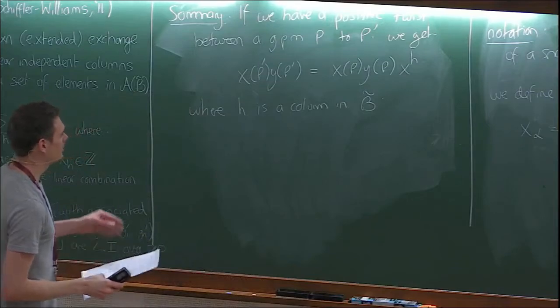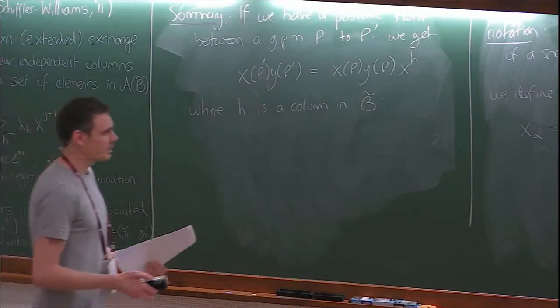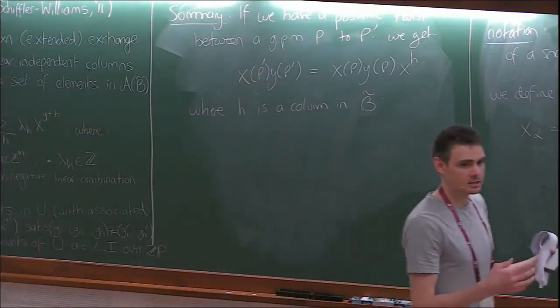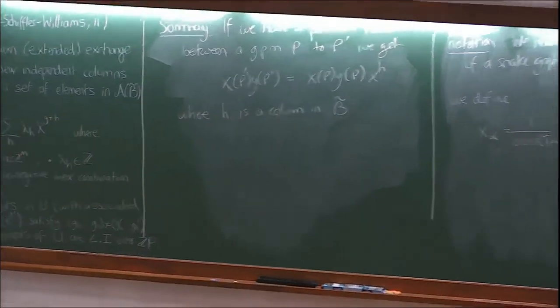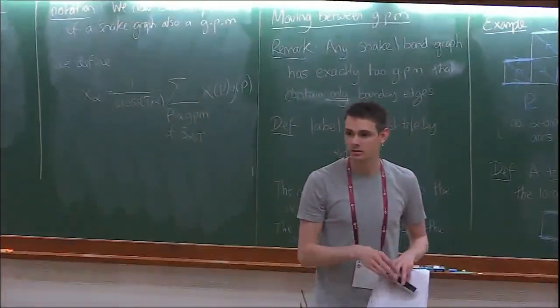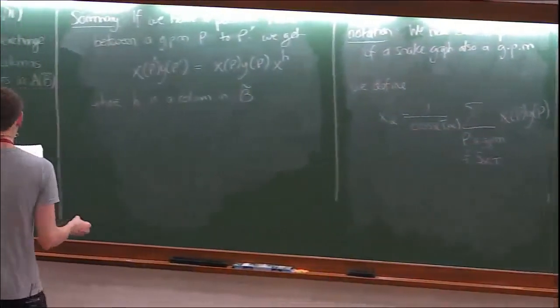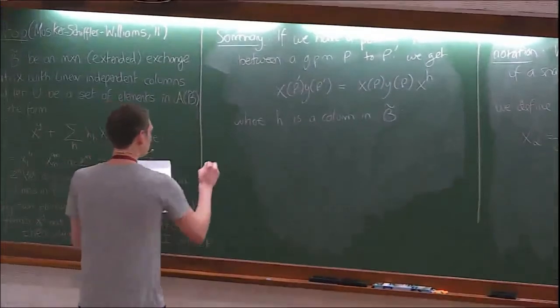And then we're almost done in terms of putting it in this form. The last thing in the puzzle is to realize that there exists a perfect matching such that any other perfect matching can be reached from it by a sequence of positive twists. And that's exactly what Musiker, Schiffler and Williams were able to do.